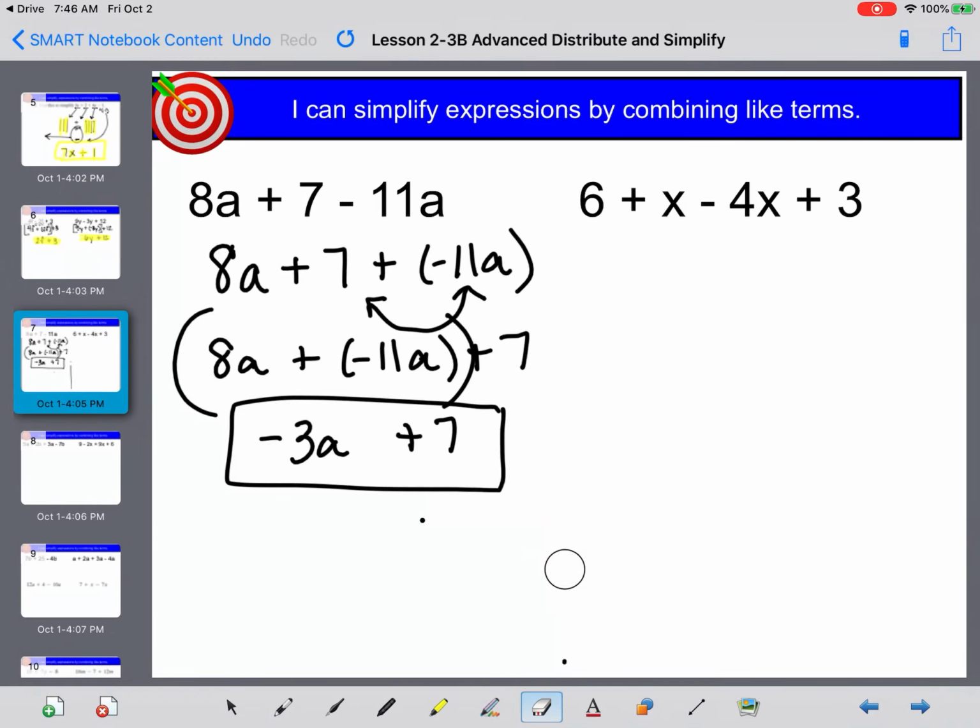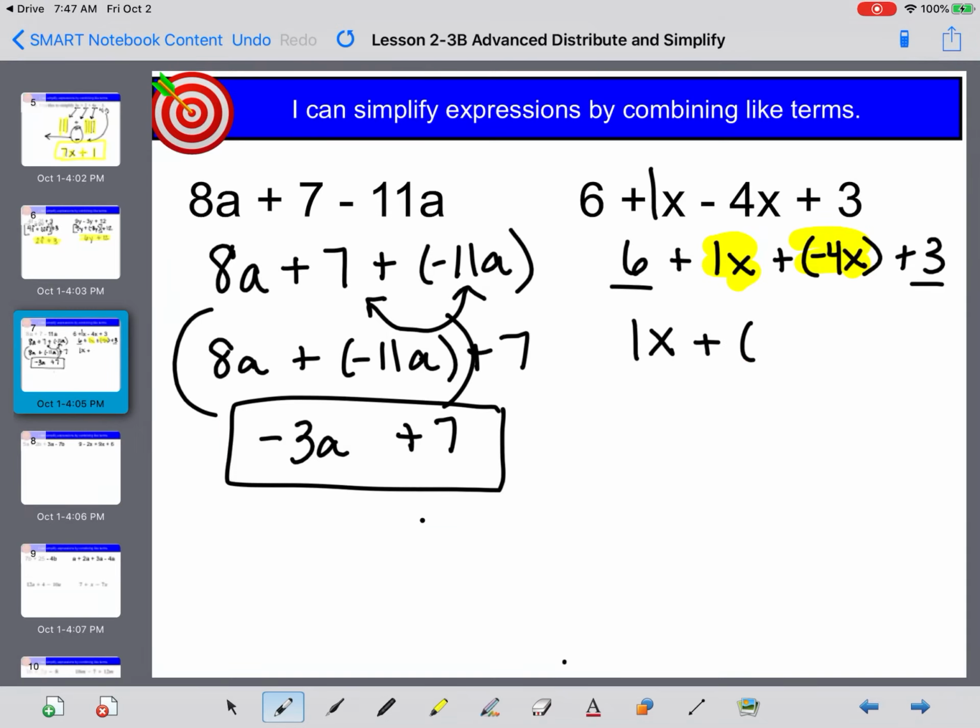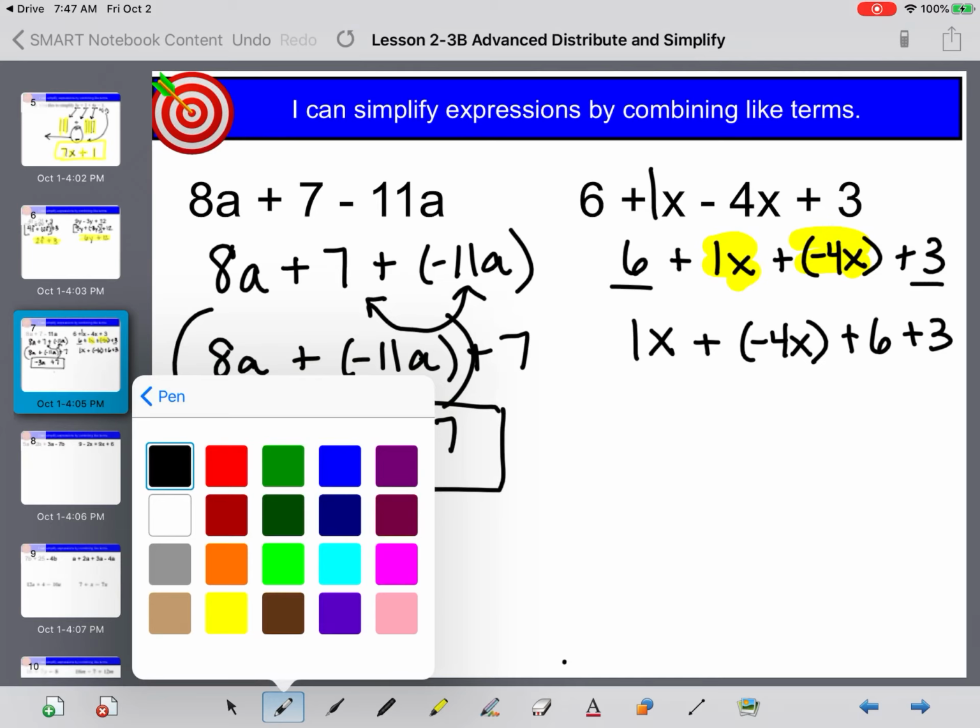Okay, moving on to the next problem. Again, 6 plus 1x plus negative 4x plus 3. Now I see that these are my like terms and 6 and 3 are like terms. So I'm going to use the commutative property to change the order. 1x plus negative 4x plus 6 plus 3. Then I'm going to use the associative property to group these.